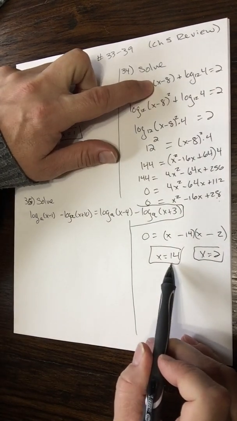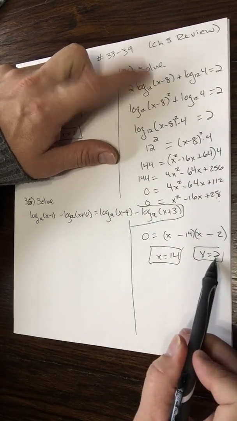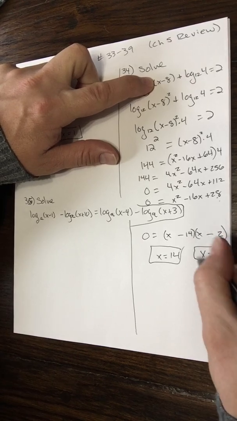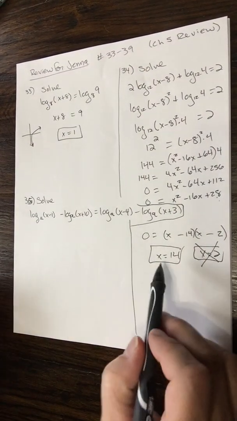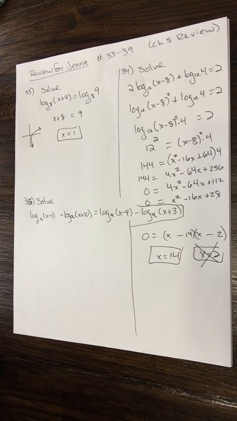Put a 14 in there. 14 minus 8 is 6. That's okay. Put a 2 in there. 2 minus 8 is negative 6. That's called an extraneous solution. I got to cross it off. 14 is my only answer. Okay?